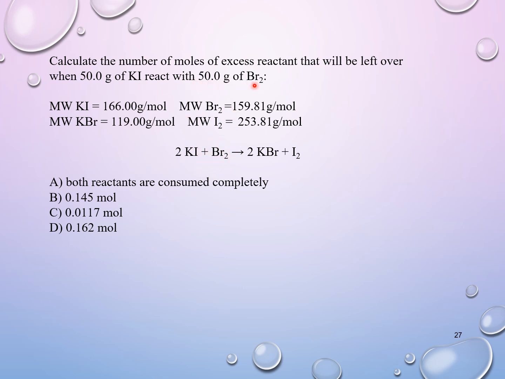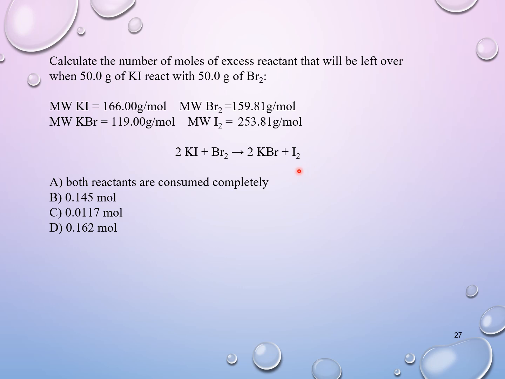And then I calculate the same thing: if I use all 50 grams of Br2, how much KI would I need? Then we'll see which one was short. That's how you can also tell which is the limiting reactant without having to go to the products. So if they don't ask you about the products, you can technically skip this step.